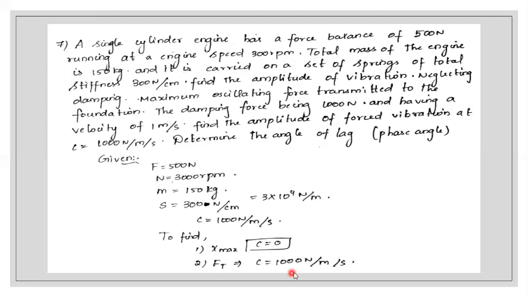So listen, what they are telling us is, they have given the C value. 1000 Newton having a velocity of 1 meter per second. So this is the damping force and this is the unit velocity. The ratio of these two will be the damping coefficient, that is, the actual damping coefficient 1000 Newton per meter per second. Find the amplitude of forced vibration at 1000 Newton per meter per second and determine the angle of phase lag. So they are asking us to find two different things.